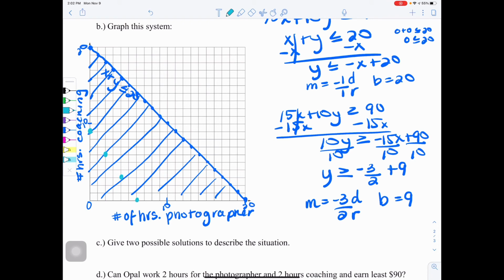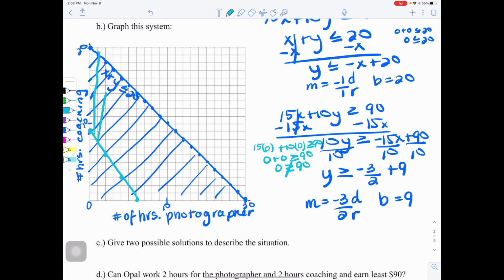When thinking about dotted or solid, it's greater than or equal to, so I want to make it a solid line showing that those are all answers. And then we want to check (0, 0). So 15 times 0 would be 0, plus 10 times 0. We want to see if it's greater than or equal to 90. You'd have 0 + 0 ≥ 90. So 0 is greater than or equal to 90, which is not true. So we don't want to shade towards (0, 0) for this one. We want to shade the opposite way.